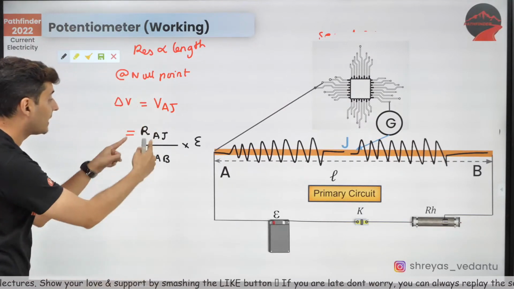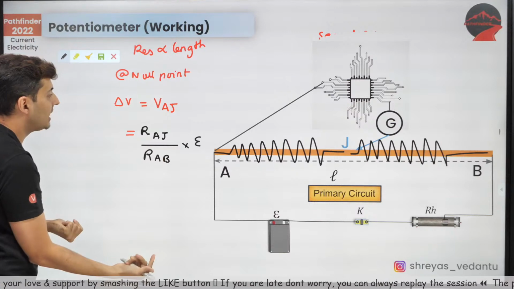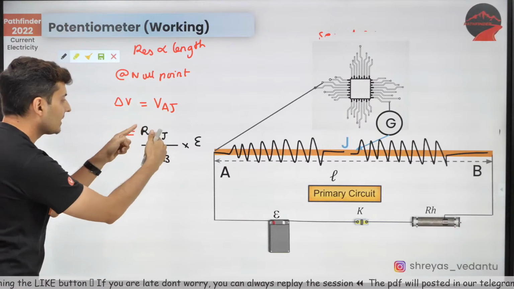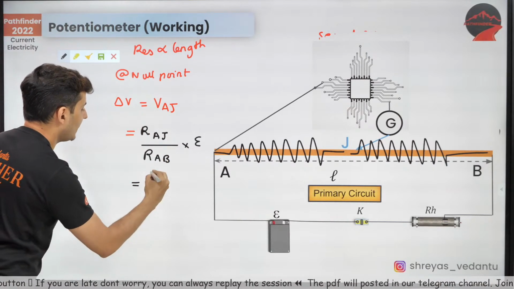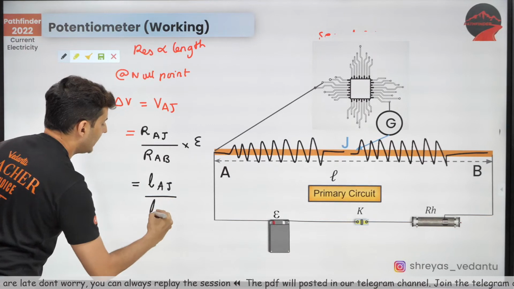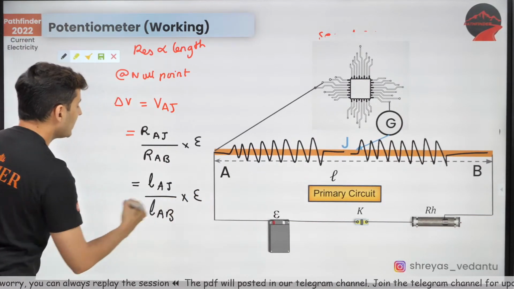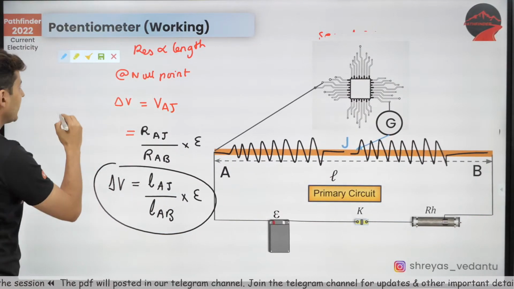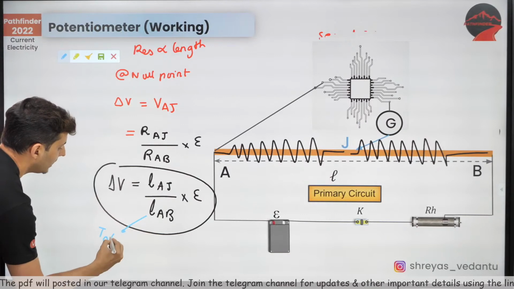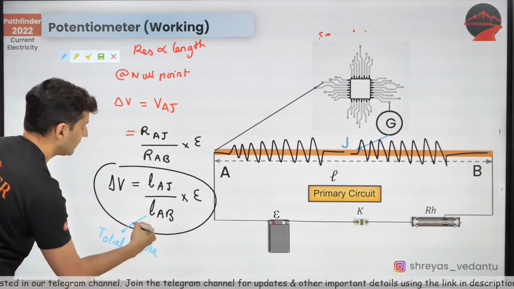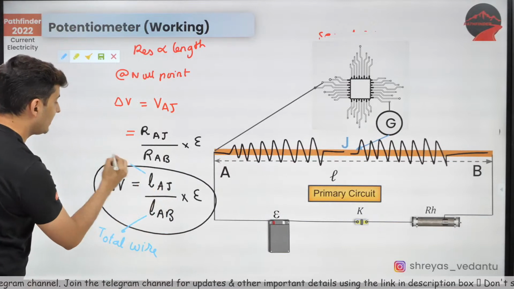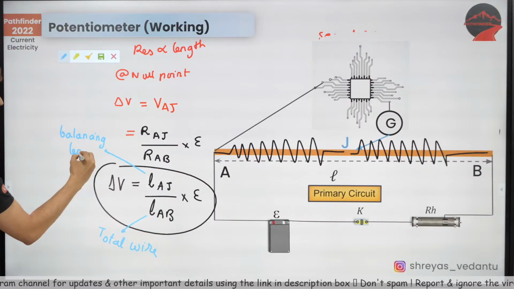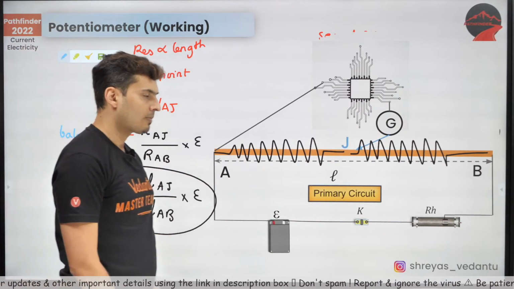Now that's the simple thing. Remember, resistance is proportional to the length of that wire. So the ratio of the resistance will be the ratio of the length. So length of AJ upon length of AB into E. That will give you the voltage difference. Remember, this is the length of the total wire, A to B. This length AJ is also called the balancing length. That's how you solve the question. I hope this is clear.